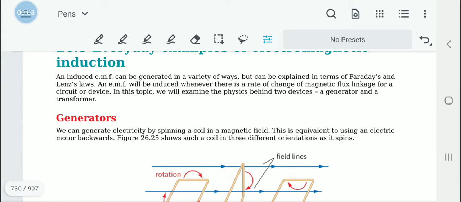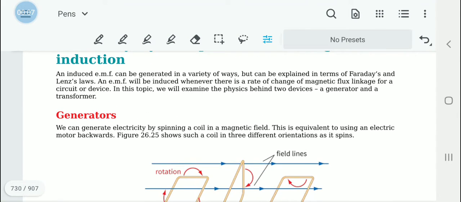Chapter 26, Physics Theory Video 6. Now we are going to look at everyday examples of electromagnetic induction.